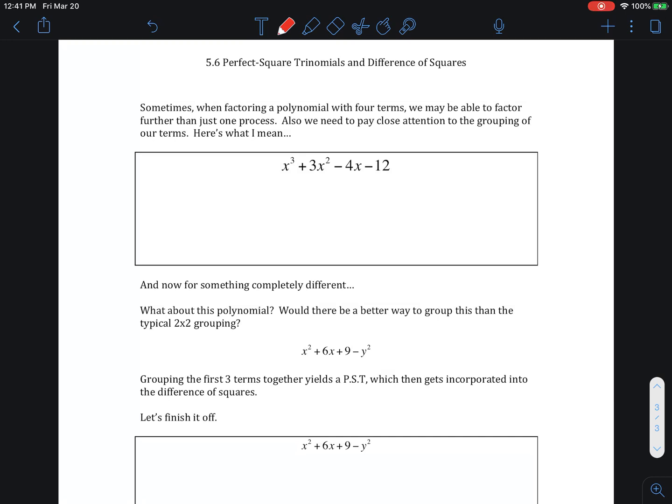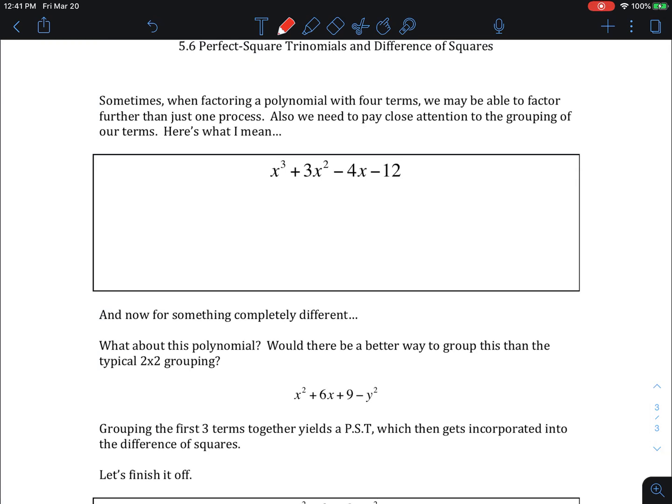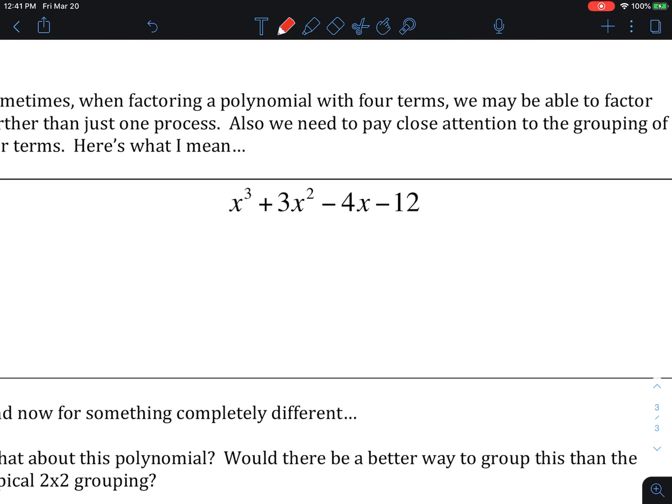So I want to pick it up right here. Sometimes when factoring a polynomial that has four terms, remember before we talked about 2 by 2 grouping as being our default. But after the 2 by 2 grouping, we may be able to factor further than just that single 2 by 2 process. All right, and we'll need to pay close attention to the grouping of our terms. So let's take a look, for example, at this polynomial. It does have four terms, and by default, remember, the first thing we do is see if there's a greatest common factor of all the terms. And then we look and we say, oh, there's no GCF in this four-term polynomial, so we're going to go ahead and try 2 by 2 grouping.